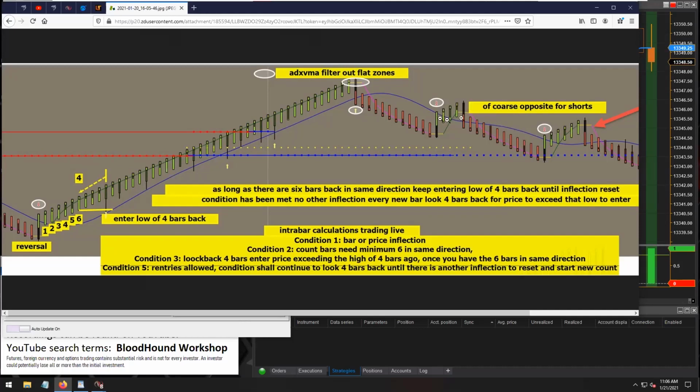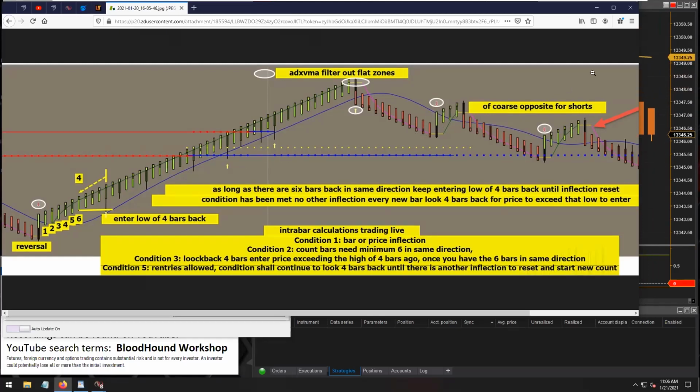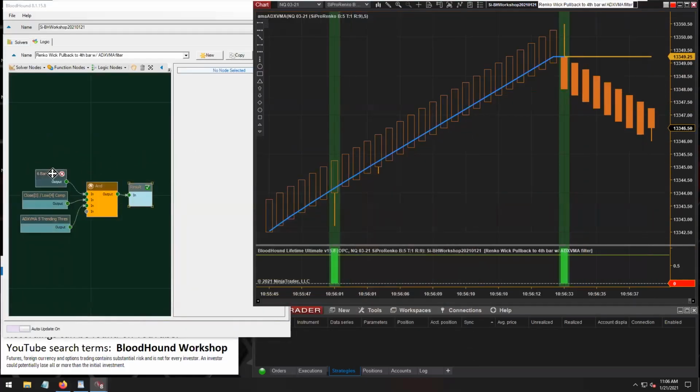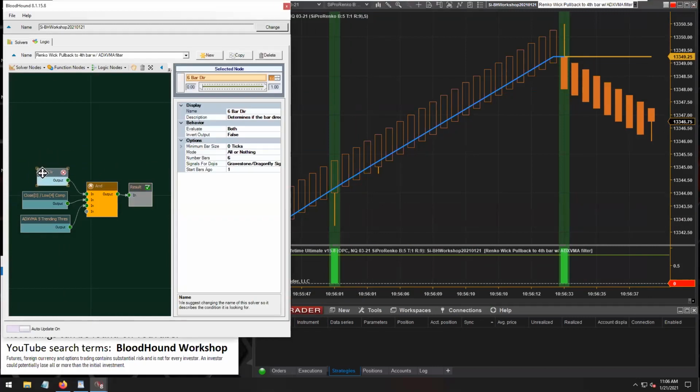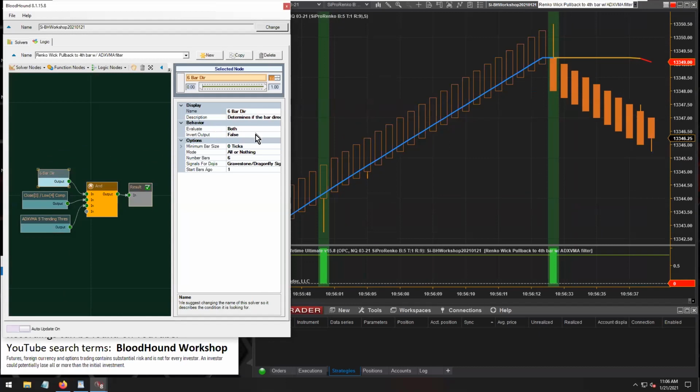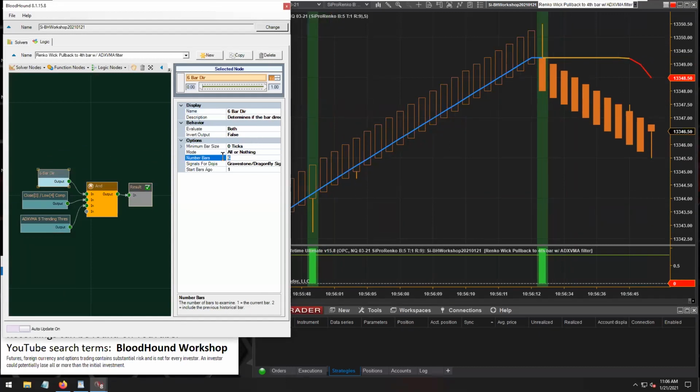That'll eliminate signals when price is just consolidating around here. We can see a couple of areas on this chart where price is consolidating and reversing on itself, flip-flopping around here. The key to that part of the system rules is the bar direction, making sure that we have 6 bars in a row, like so.